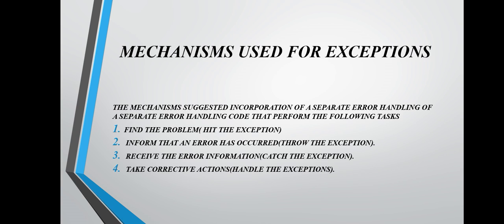The system or the compiler must inform the user of the exact place where the error has occurred, which is called throwing the exception. Now the third point is receive the error information. The user must receive the error information from the system and recompile it again. This is called catching the exception.